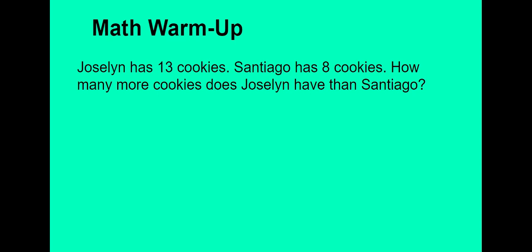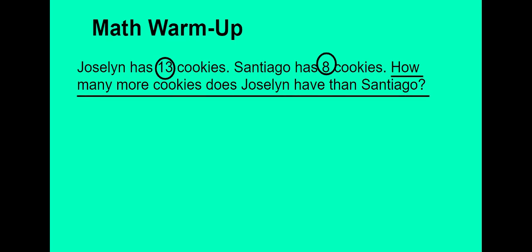Let's go over how to solve this problem. First, we need to circle our numbers 13 and 8. Next, we need to underline the question. What are we trying to figure out? How many more cookies does Jocelyn have than Santiago?